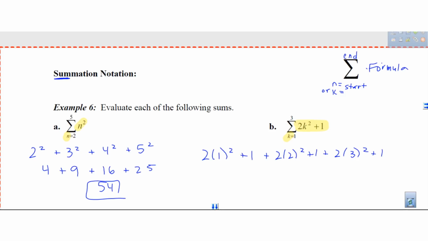You can put the whole thing in your calculator. You can go term by term by term. I'm going to do it in my head. 1 squared is 1. 1 times 2 is 2. 2 plus 1 is 3. The next one, 2 squared is 4. 4 times 2 is 8. 8 plus 1 is 9. The next one, 3 squared is 9. 9 times 2 is 18. 18 plus 1 is 19. So you go 3 plus 9 plus 19. Your answer is 31, and you're done. That's it.